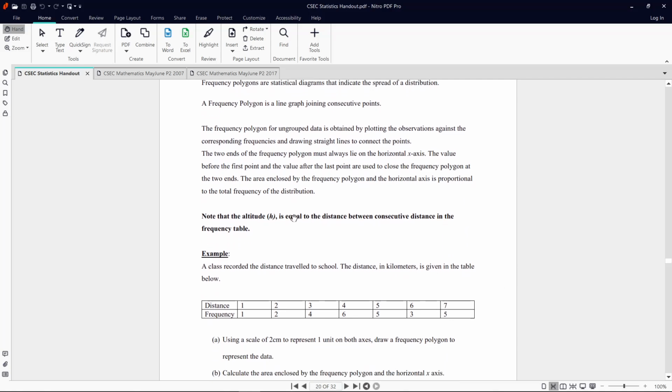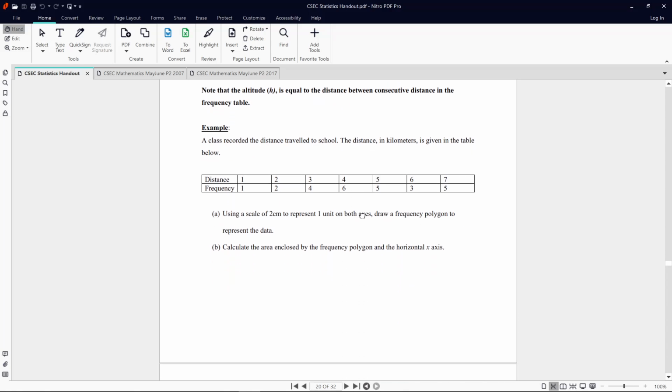polygon. Now, the area enclosed by the frequency polygon and the horizontal axis is proportional to the total frequency of the distribution. What this is saying to us is that whatever area we get under the frequency polygon is basically the frequency. And that's for ungrouped data.